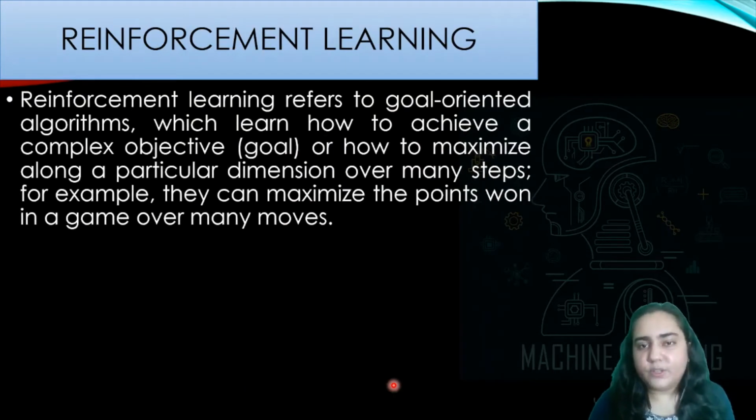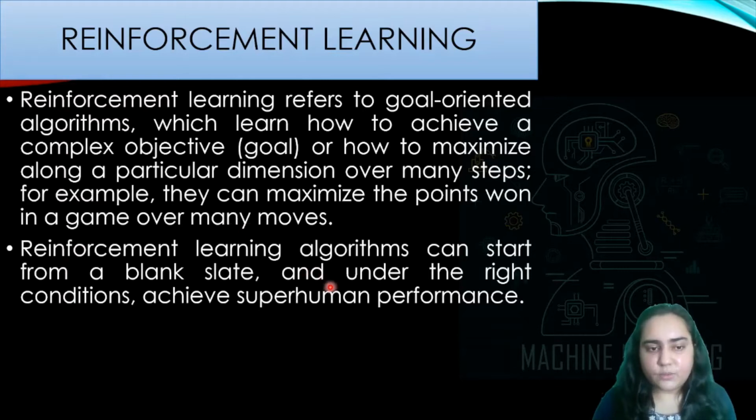Now let's talk about what reinforcement learning is, because we didn't get into much detail of that in our previous videos. Reinforcement learning refers to goal-oriented algorithms which learn how to achieve a complex objective or goal, or how to maximize along a particular dimension over many steps. For example, they could maximize the points won in a game over many moves. There could be a board game like chess, or Go, or Chinese checkers, and other games like that. You could use a reinforcement learning algorithm to maximize the points won by making different moves on the game board.